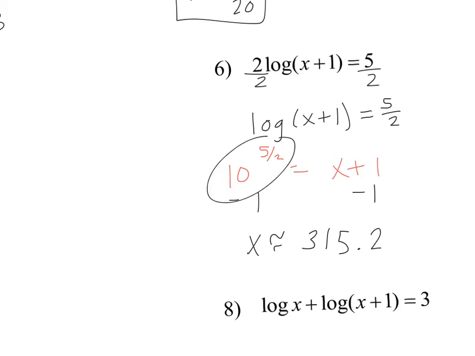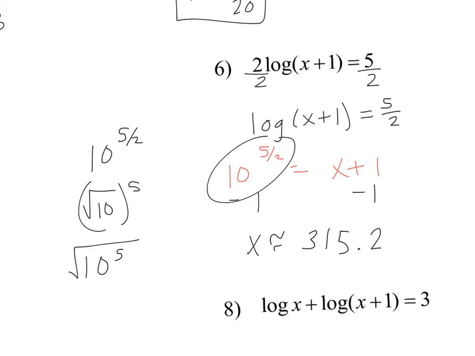Remember that 10 to the 5/2 is the same thing as the square root of 10 to the 5th, or 10 to the 5th and then take the square root of it. So 10 to the 5th is going to be 1, 2, 3, 4, 5 zeros. So you're taking the square root of 100,000, which you could break down.